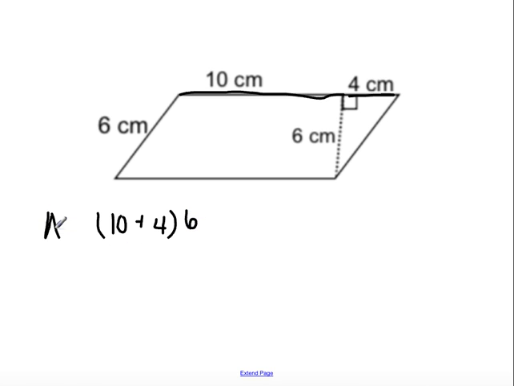So our area is equal to 10 plus 4, which is 14, making sure we do our parentheses first according to order of operations. So we have 14 times 6. And 14 times 6, let's see, 6 times 10 is 60, 6 times 4 is 24, so this would be 84. And again, we have centimeters in its area, so we are talking square centimeters.